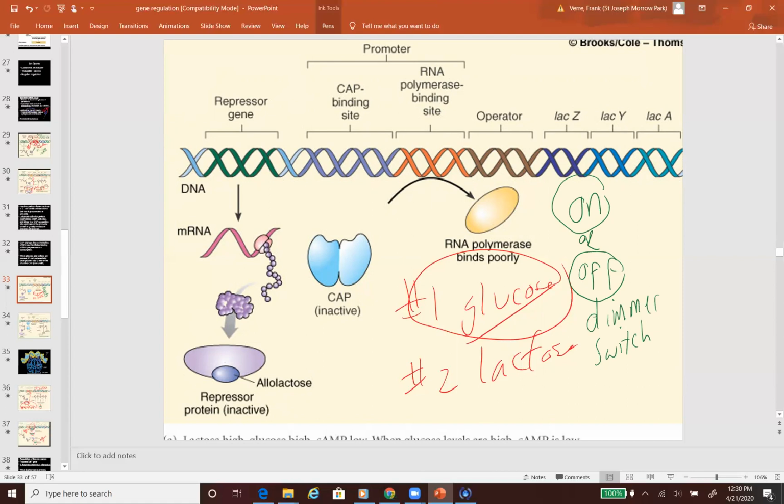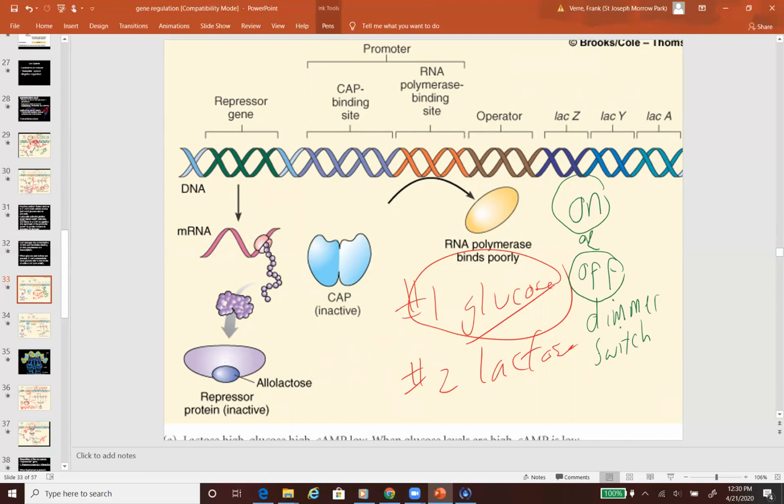So what does that really mean? In terms of transcription, we can turn genes on, we can turn them off. But if we think of them as a dimmer switch, if we turn them on, we can increase the transcription rate. Now, why would you want to do this?